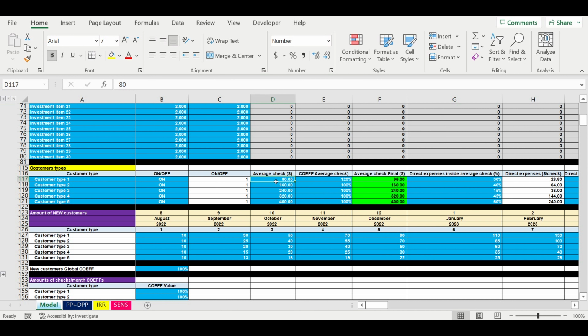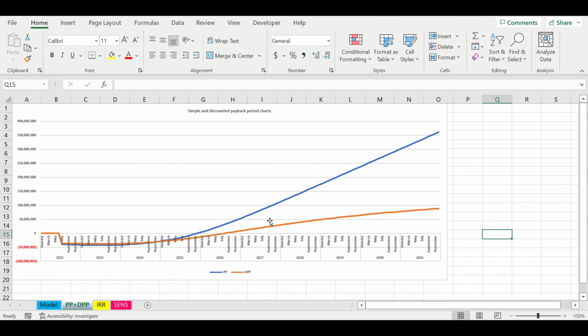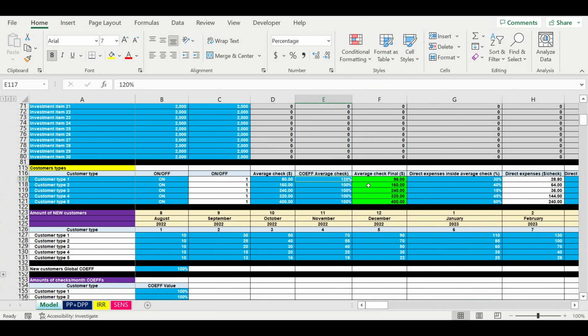So this is the base value, the actual value. And we can go to the simple and discounted payback period, see how this affects the diagram, and see how this type of customer generally affects the picture of your cash flow, net present value, and other financials.